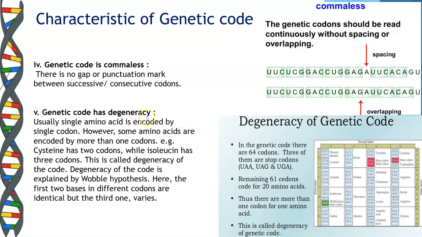The genetic code has degeneracy. Usually, a single amino acid is encoded by a single codon. However, some amino acids are encoded by more than 1 codon. Cysteine has 2 codons, while isoleucine has 3 codons. This is called degeneracy of codons. Degeneracy of codons is also explained by the Wobble hypothesis. If you look at the chart, you will see that more than 1 codon codes for a particular amino acid.